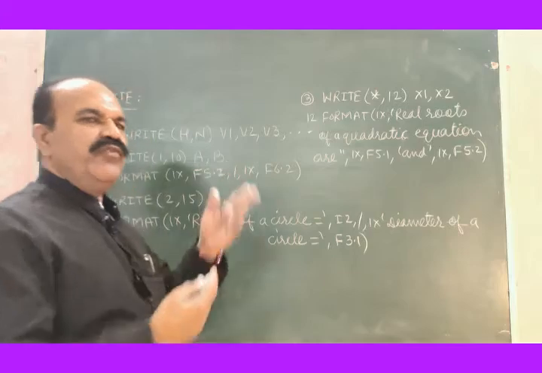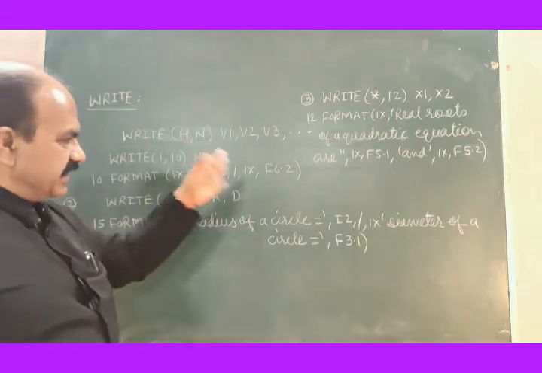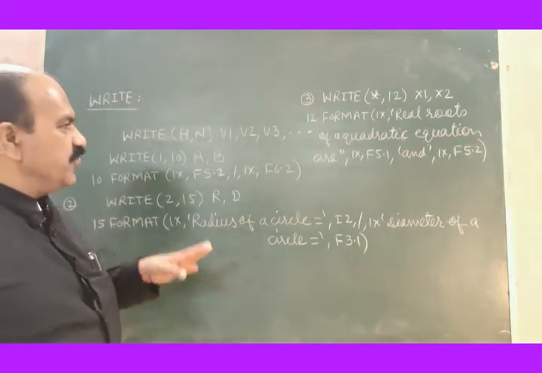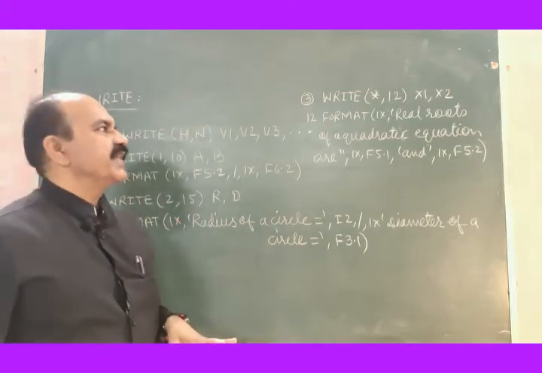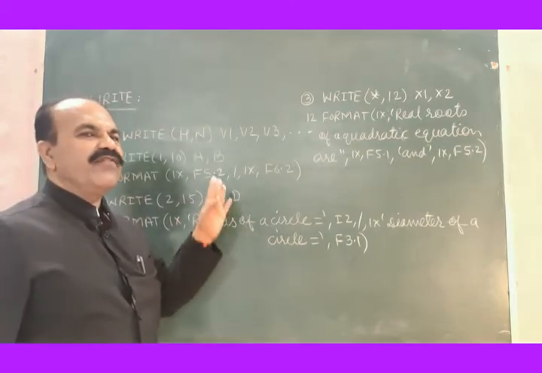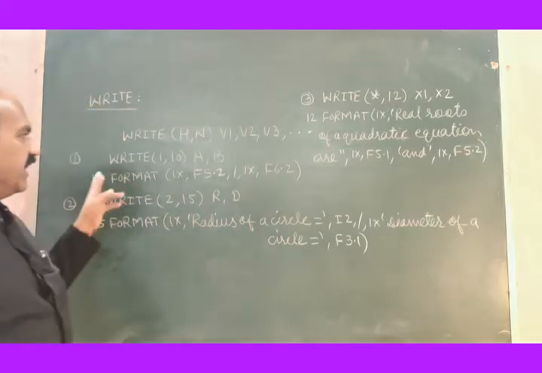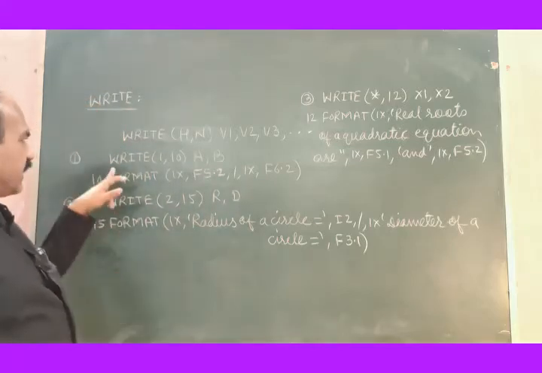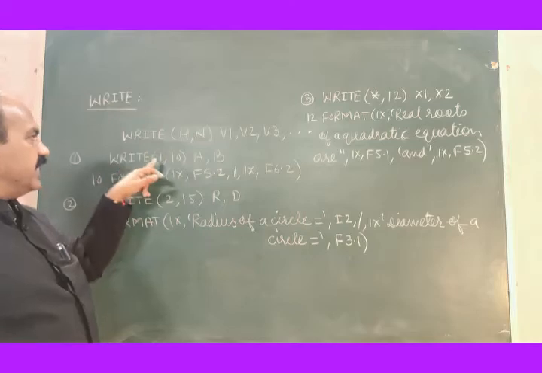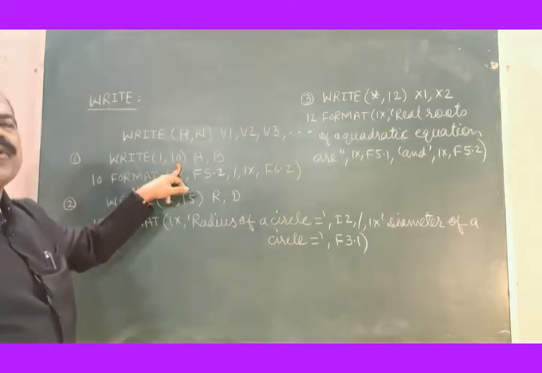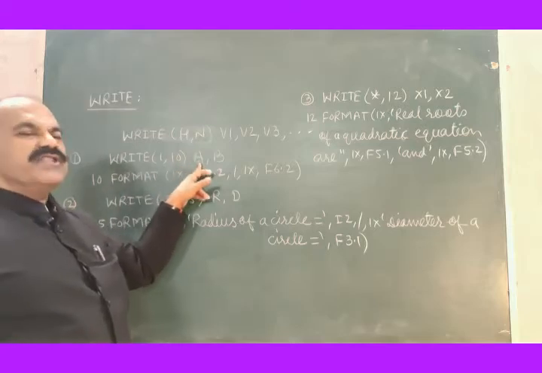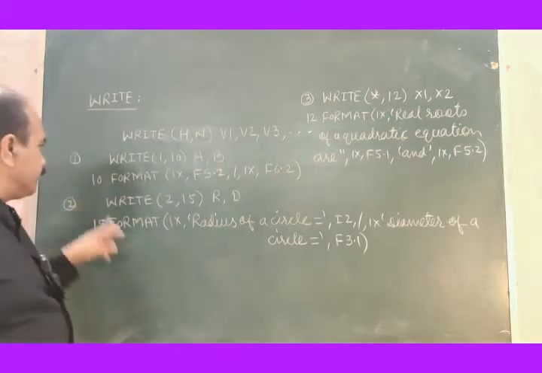Actually, we can move with more examples, but the space is limited. So, let us first explain these three examples. I hope it will be clear from these three examples. Let us go to the first one. Write statement, output hardware number 1, statement number of the format statement, first variable, second variable.